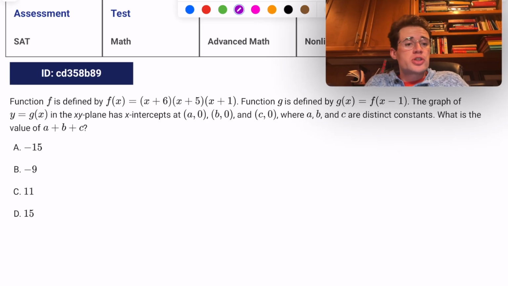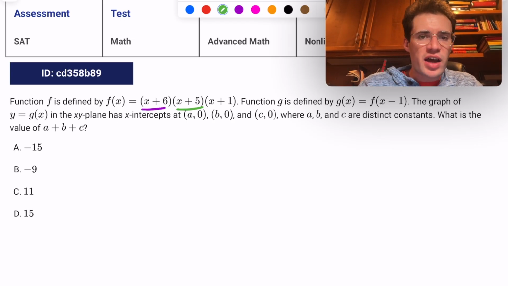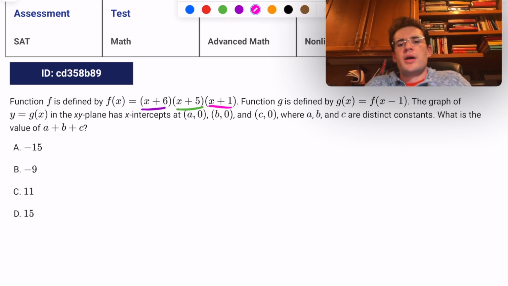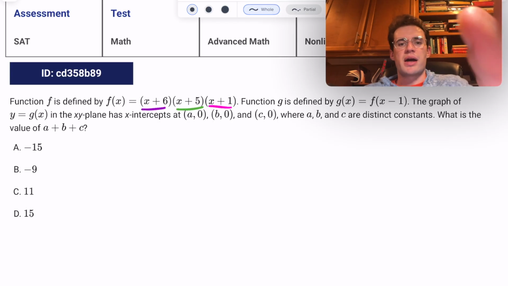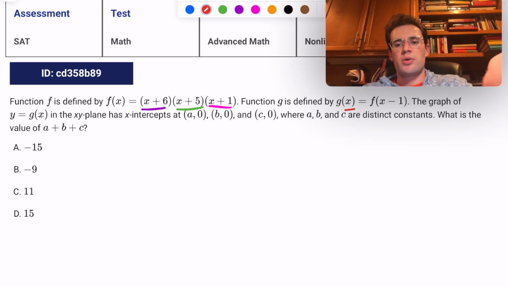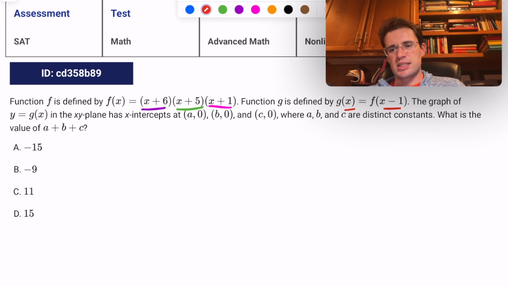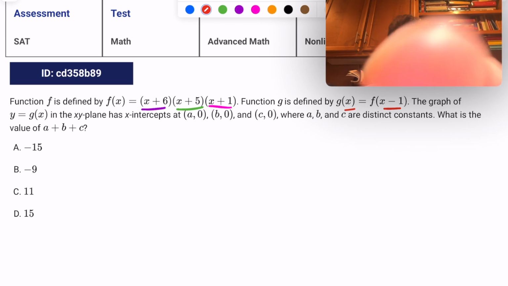All right, we're over 2/3 of the way done with this video. So this function f is defined by f of x equals the quantity x plus 6 times the quantity x plus 5 times the quantity x plus 1. Function g is defined by g of x equals f of x minus 1. So you're just inputting x minus 1 to the f function. The graph of g of x in the xy plane has x-intercepts at a, 0, b, 0, and c, 0, where a, b, and c are distinct constants. What is a plus b plus c?